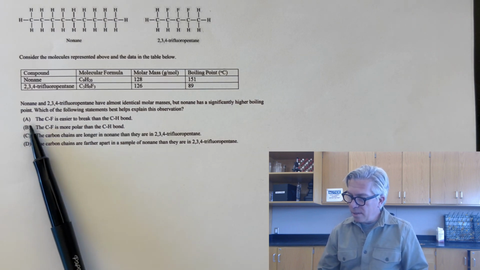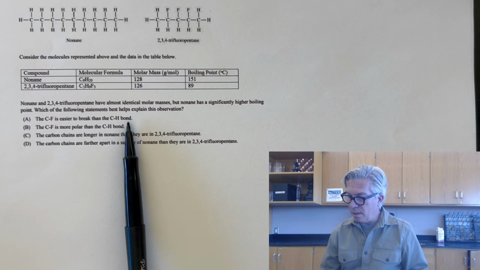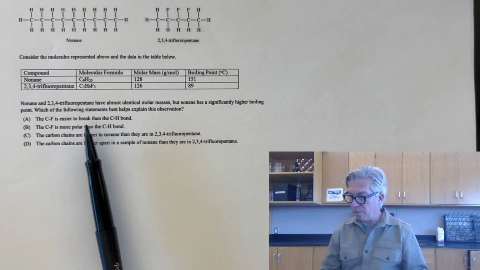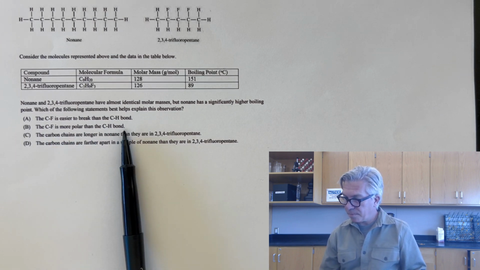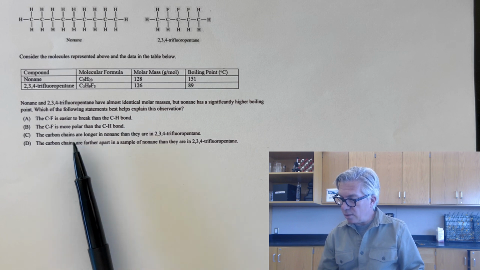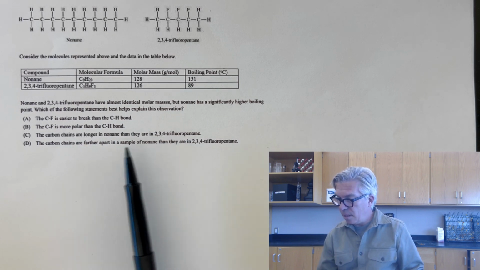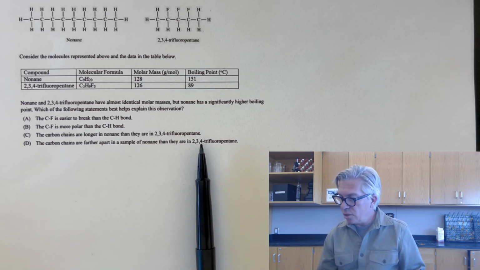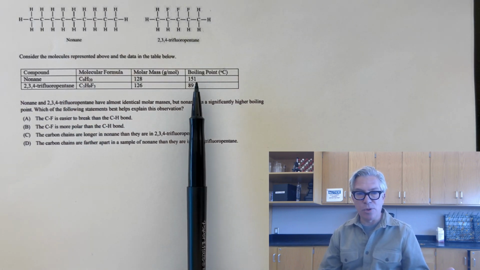Why? We have choices. The CF is easier to break than the CH bond. And I'm not going to go with that one because we're not breaking bonds here. We're just moving molecules apart from each other. The CF is more polar than the CH bond. The carbon chains are longer in nonane than they are in 2,3,4-trifluoropentane. And the carbon chains are farther apart in a sample of nonane. So we're supposed to justify the fact that nonane has a higher boiling point.